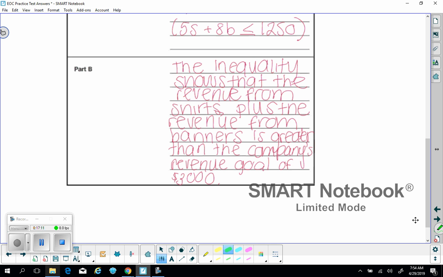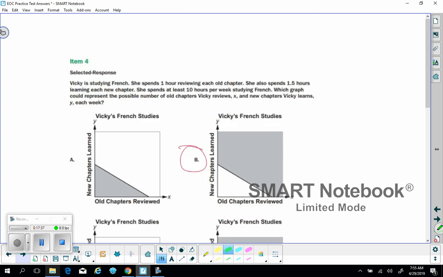Any questions about this inequality? No questions? We sure? Okay, next one.